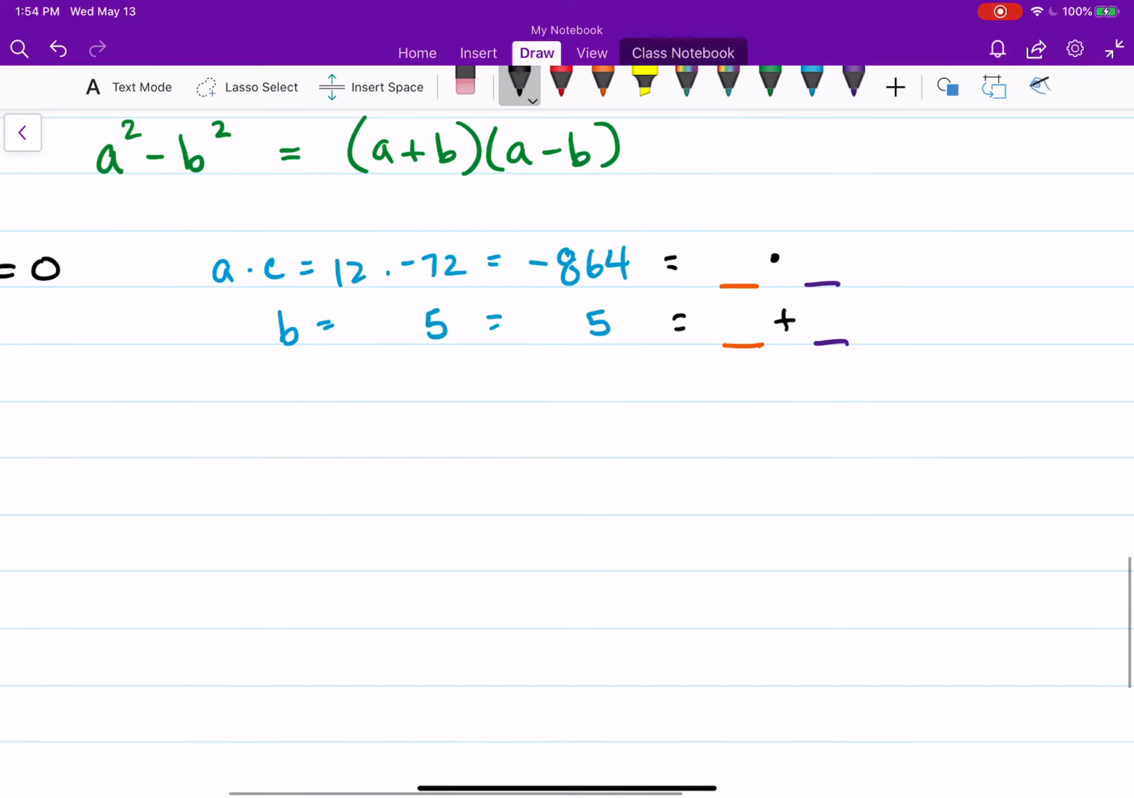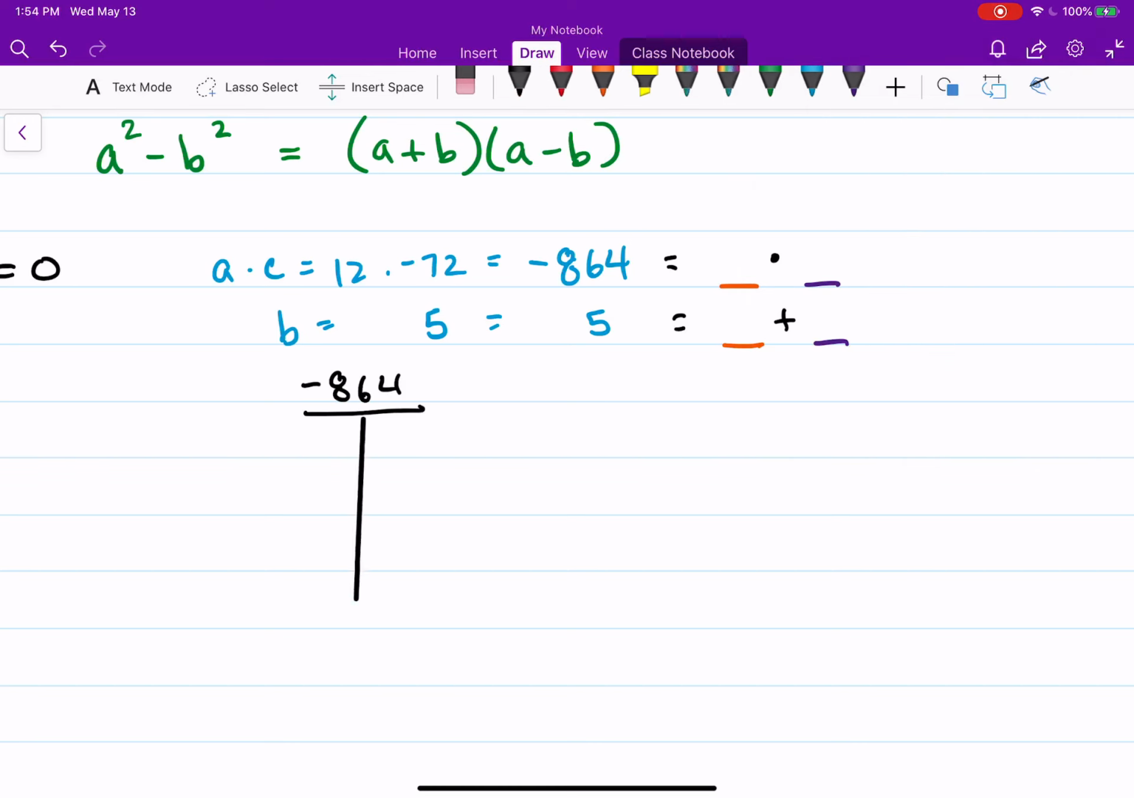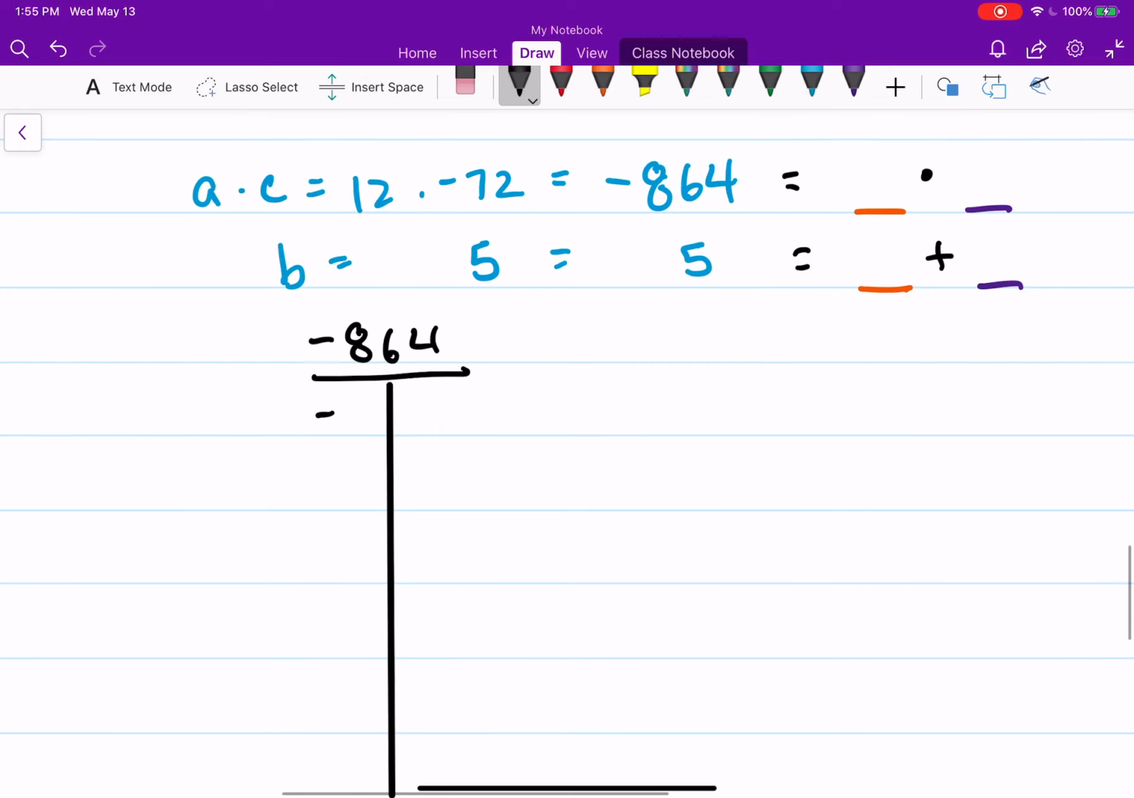So what I will do is take the negative 864. I might as well use this now. Okay, so I start going. These 2 numbers added together has to give you positive 5, but I want the product to be negative. So that means the larger number is going to have to be positive and the smaller number is going to be negative.